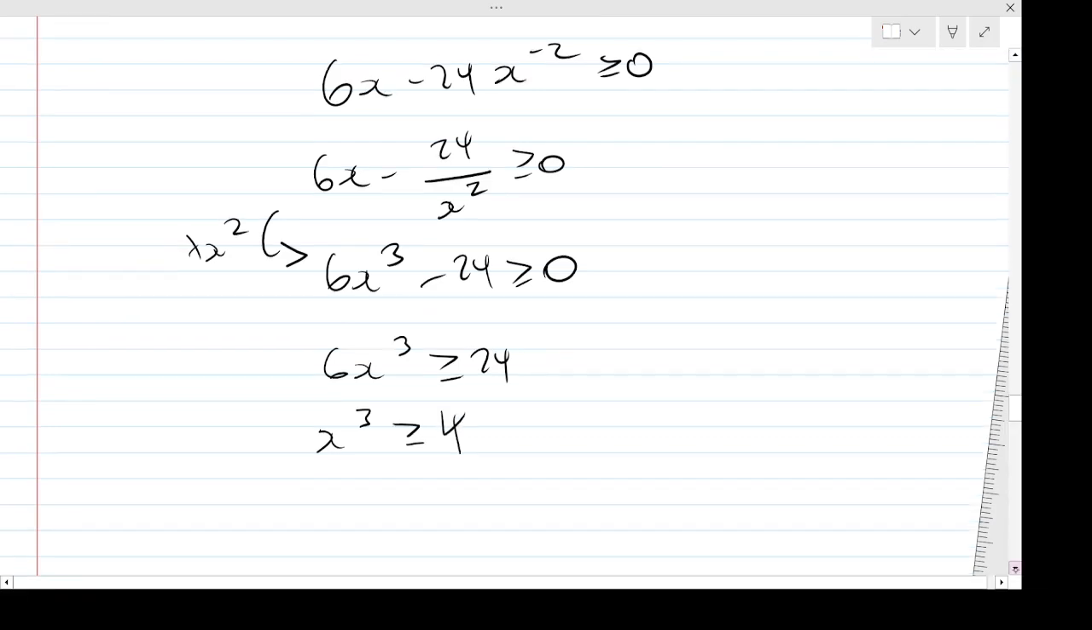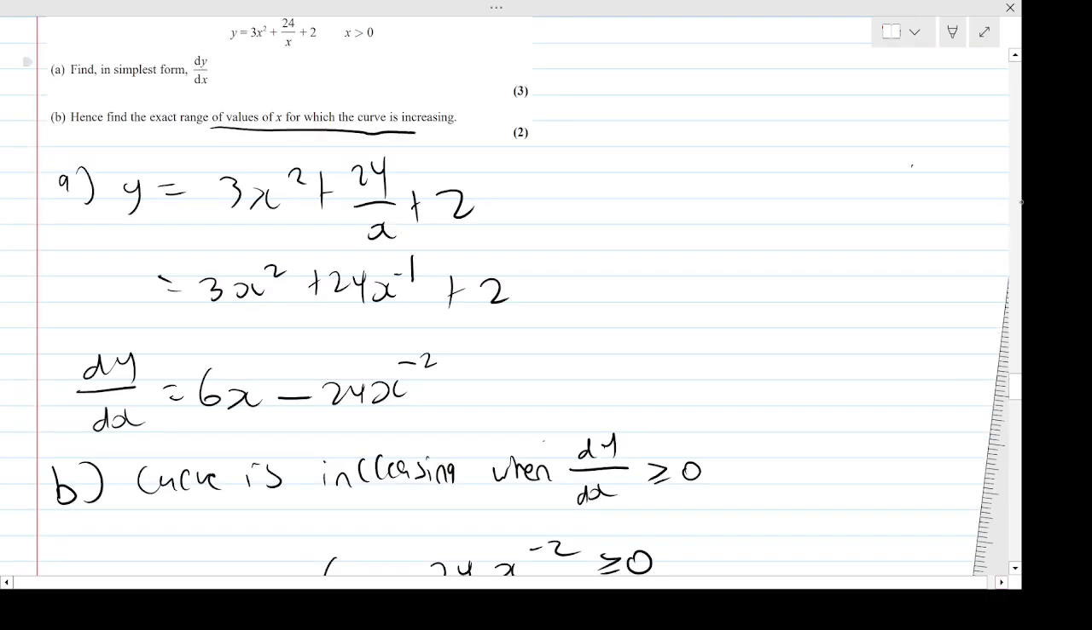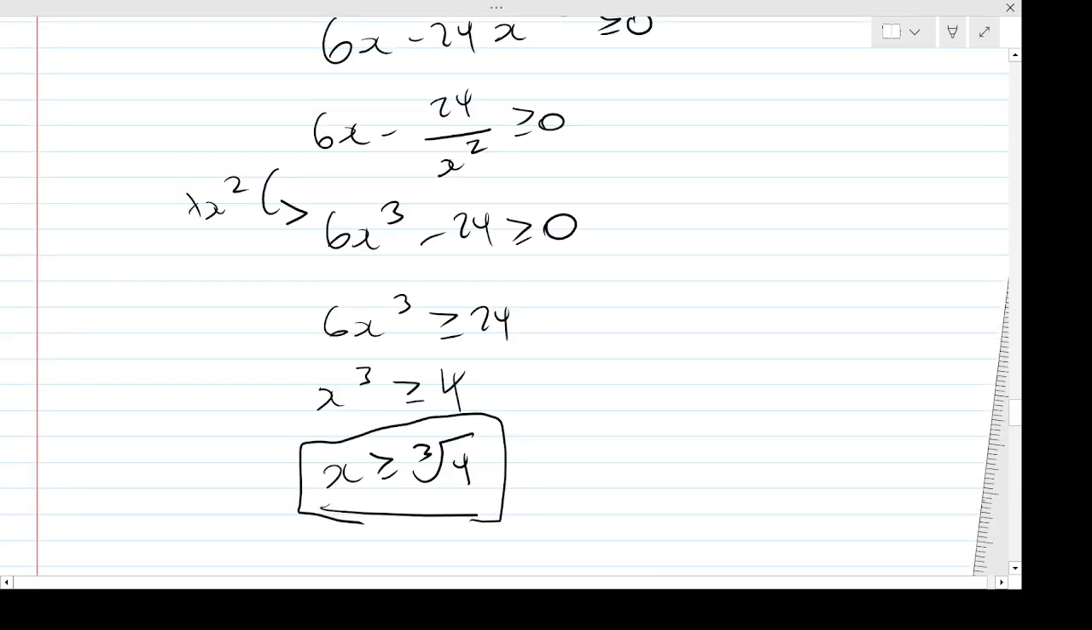Well, then, how do we get x? We can just cube root. And again, the inequality stays where it is because we're not square rooting to get plus or minus. Cube rooting, we just take the positive. So again, the inequality stays where it is. So we can cube root both sides and we get this solution here. And that is my exact range of values of x. So x has to be greater than or equal to the cube root of 4.